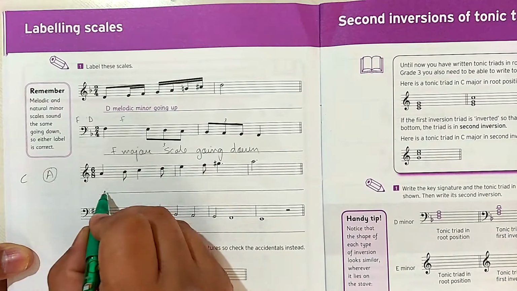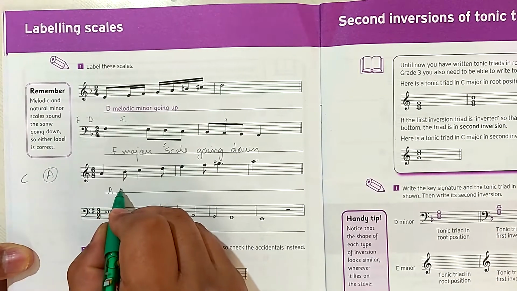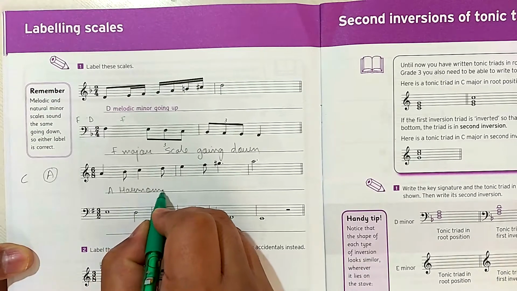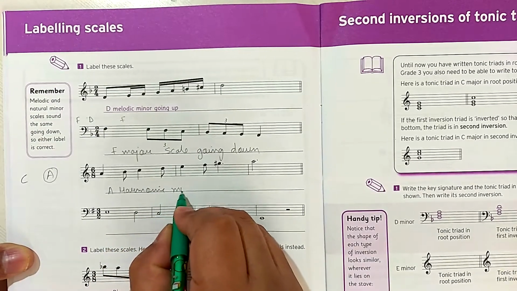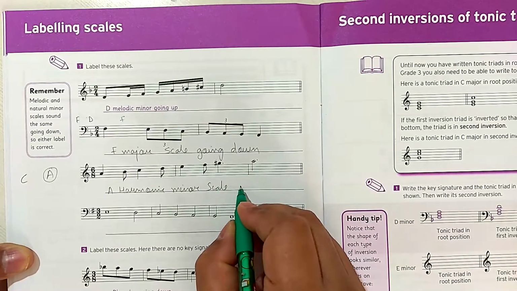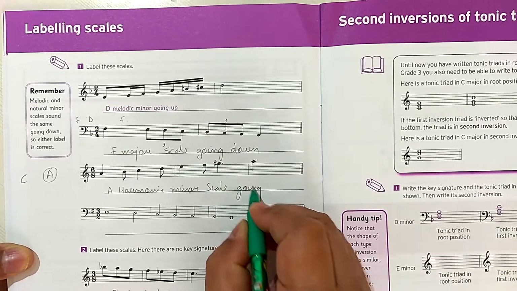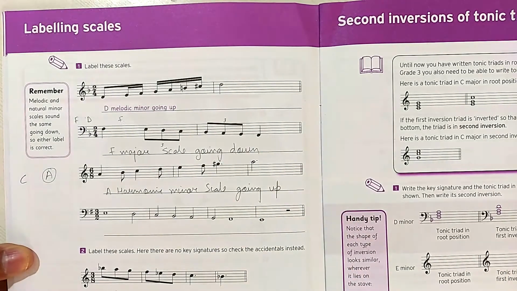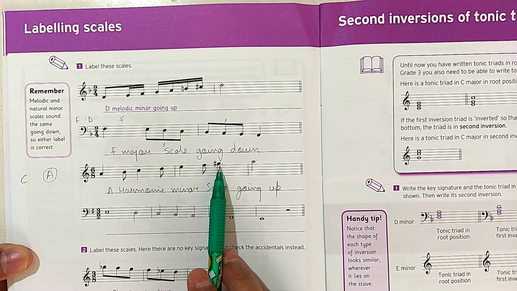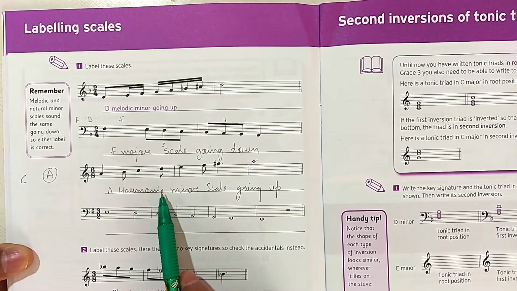So this is A harmonic minor scale going up. Because we remember that we raise the 7th degree by a semitone in a harmonic minor scale.